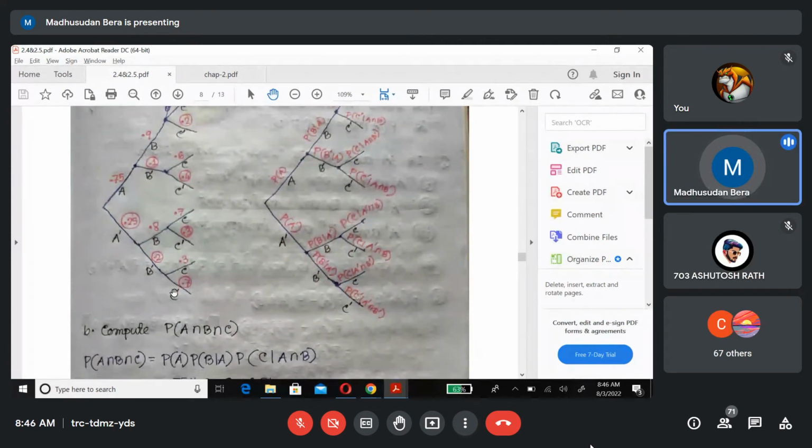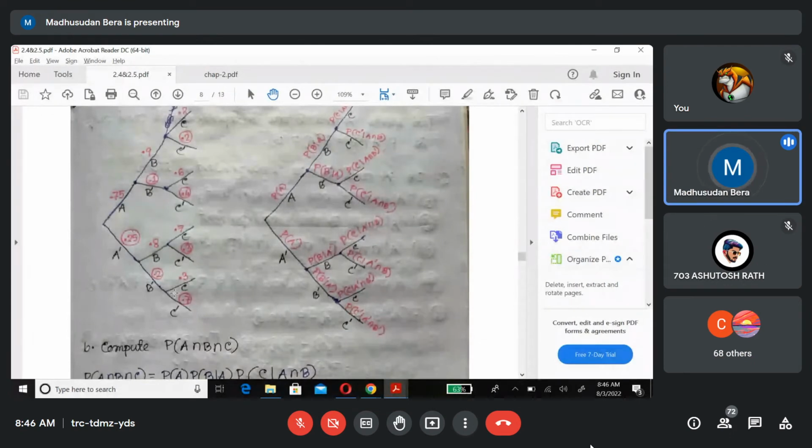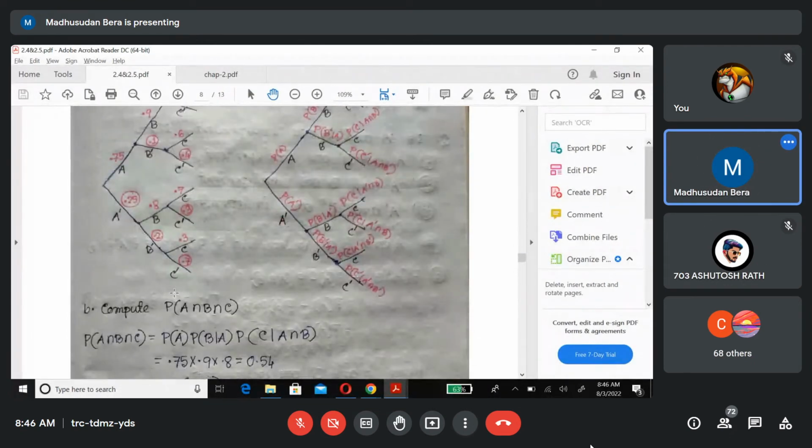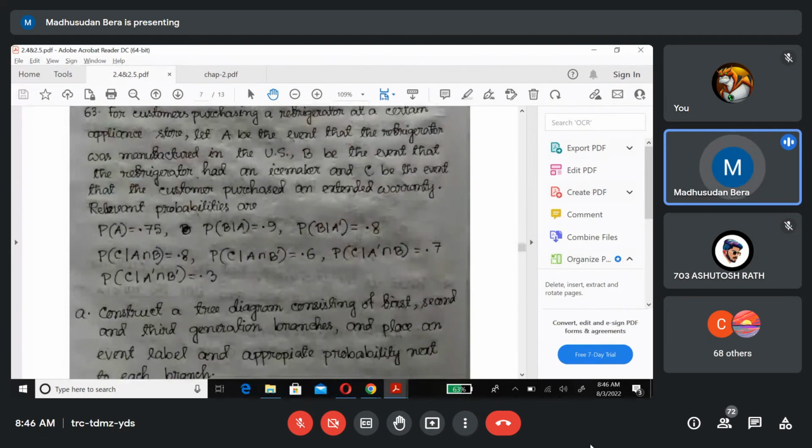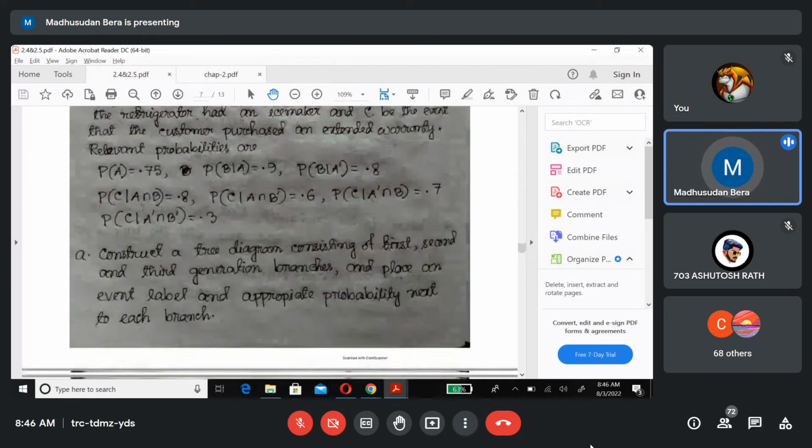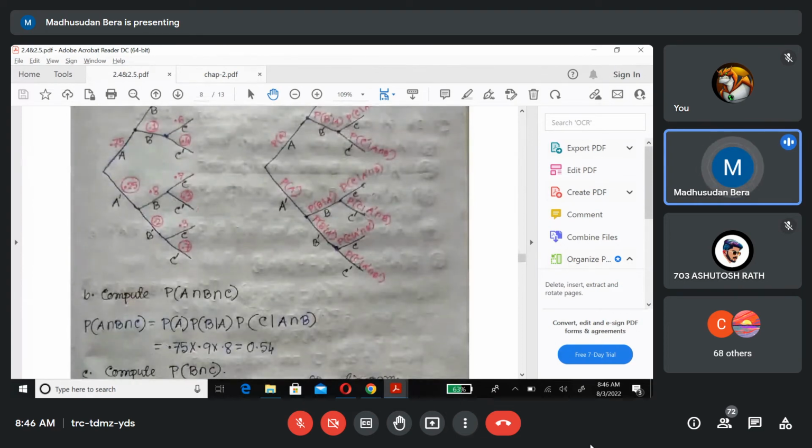Now see part B, it was asked to compute P of A intersection B intersection C. So what will that be? By the multiplication rule, P of A, P of B given A, P of C given A intersection B. So it was given: PA, P of B given A, P of C given A intersection B. So using multiplication of those things, we will write that. That way it is written. But you can remember it a different way also.